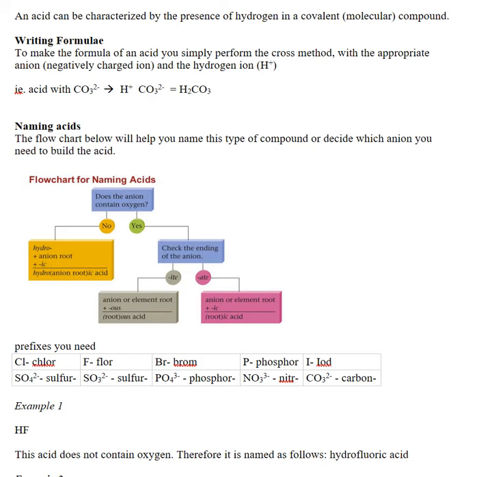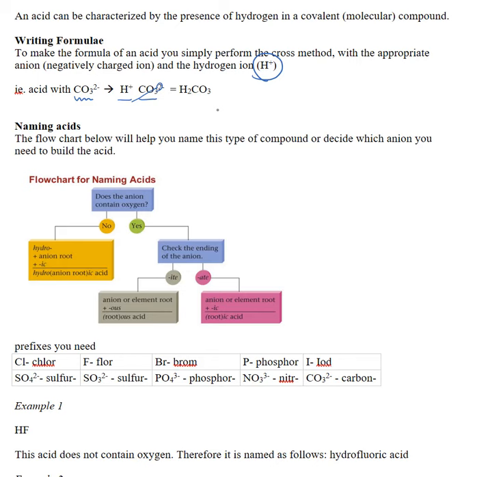And so when we want to write the formula, what we're really doing is simply combining the ion H+ with the appropriate anion. For example, if we want to make an acid with CO3 2-, we're going to combine the H+ ion with CO3 2-, and much like we would do with building an ionic formula, we'll do the crossover method. So the 2 comes down, and the 1 comes down, and we have H2CO3.